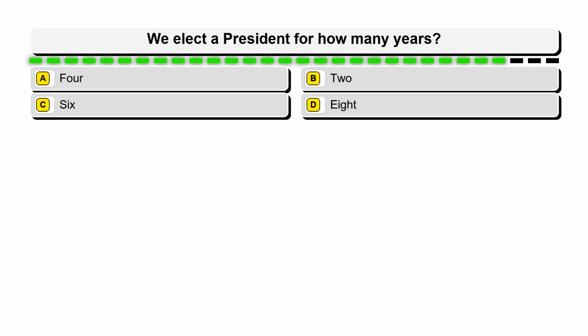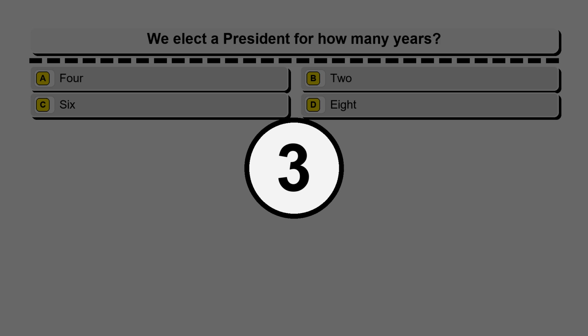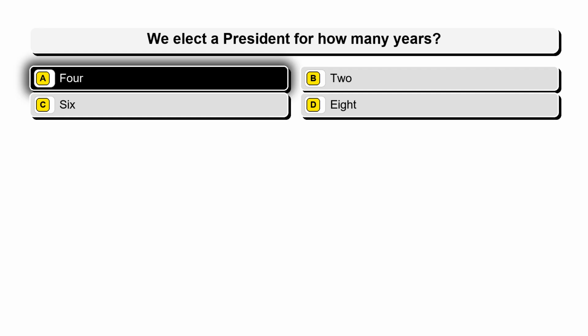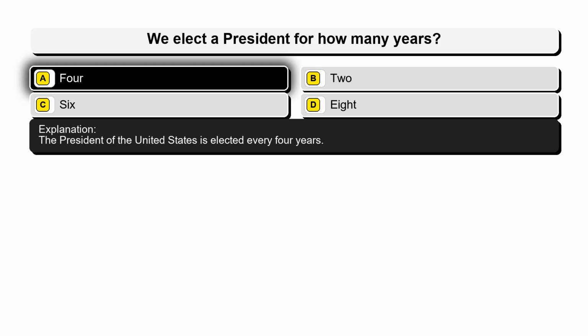Question 91. We elect a president for how many years? Option A, 4, option B, 2, option C, 6, option D, 8. The correct answer is option A, 4. The President of the United States is elected every 4 years.